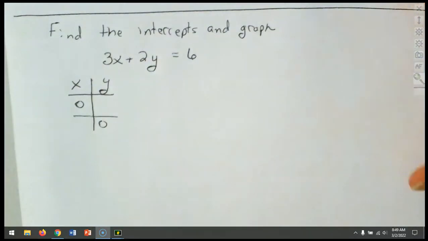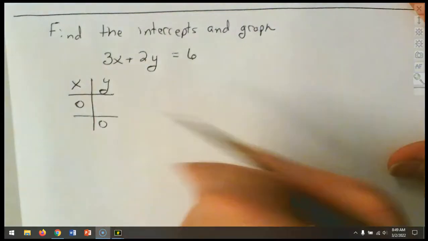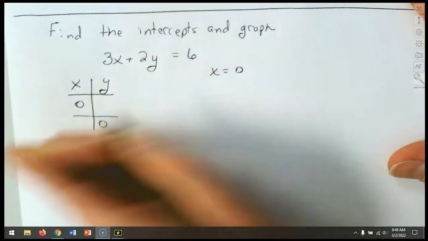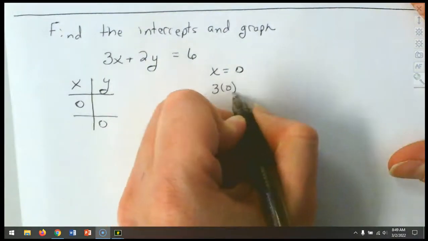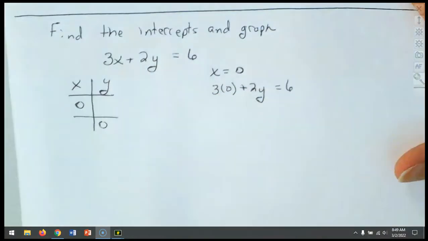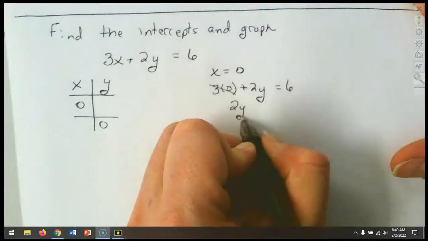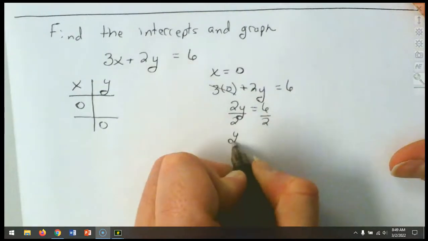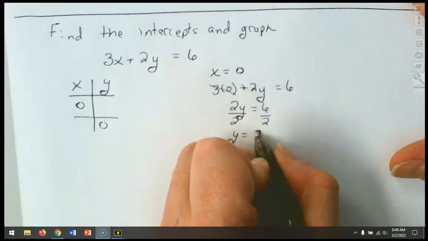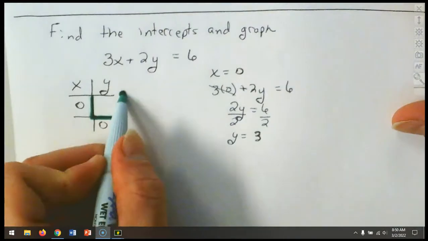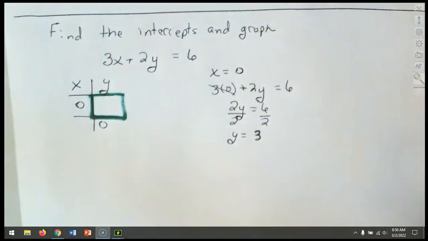So we're now going to go ahead and fill in this table. And we're going to start by plugging in x equals 0. And that's 3 times 0 plus 2y equals 6. 3 times 0, well, that's 0. Now we've got 2y equals 6. Divide by our 2. And that leaves me then with y equals 3. So that's going to go in this blank right over here. Put 3 here.